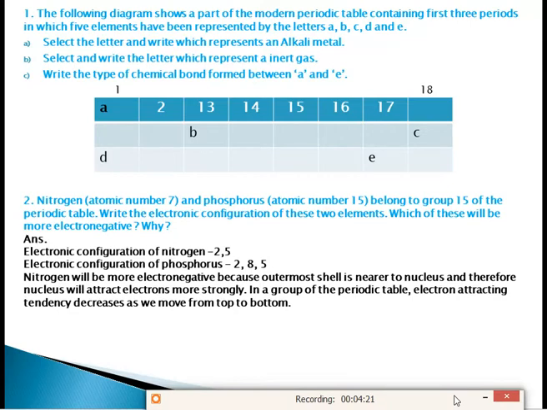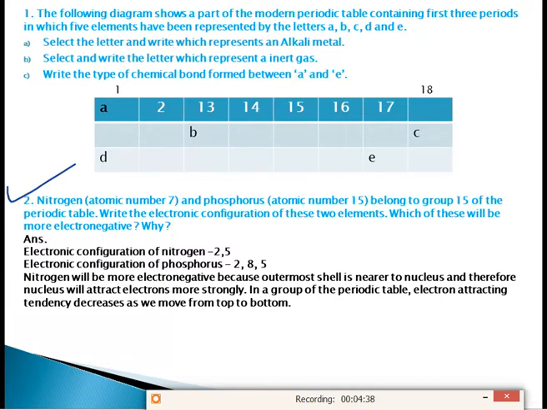See, question number 2 is also given in your NCERT textbook. Nitrogen, you all know that the atomic number of nitrogen is 7, and phosphorus, atomic number 15, belong to group number 15 of the periodic table. Write the electronic configuration of these two elements. Which of these will be more electronegative and why?